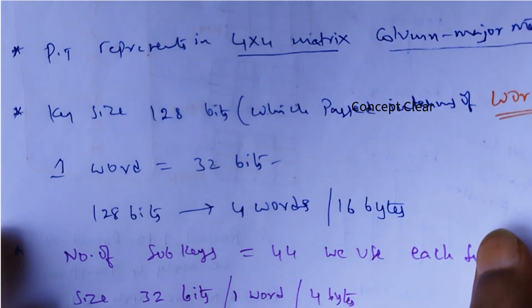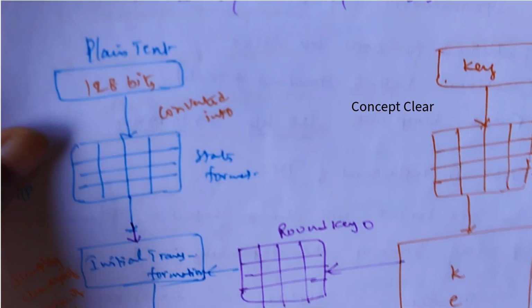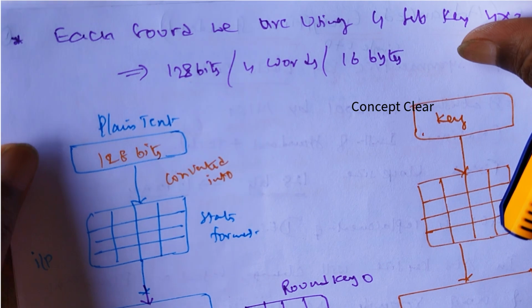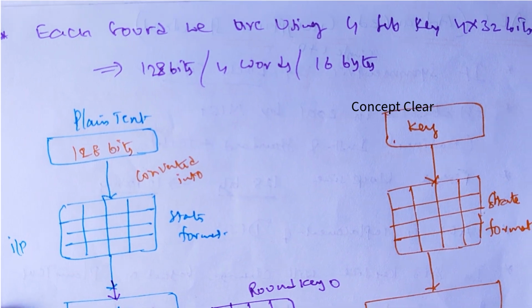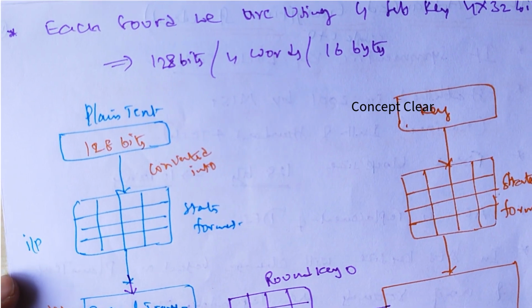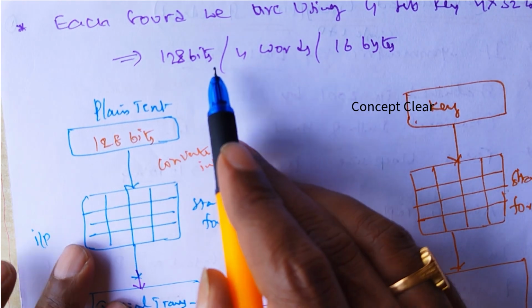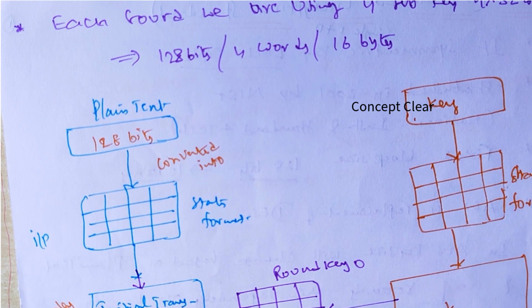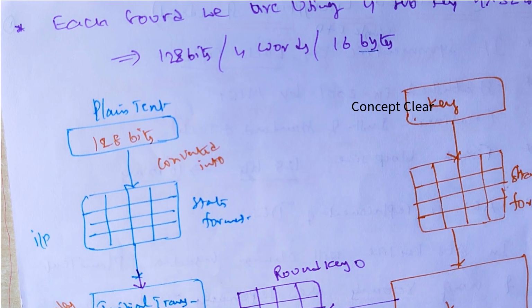We are using these for the round operations. In each round we are using 4 subkeys, that is 4 into 32. That means 4 into 32 is 128 bits. To perform a single round operation, we have to use 4 words or 16 bytes.